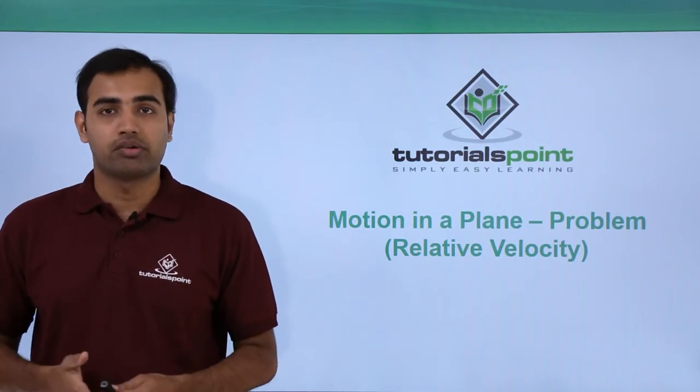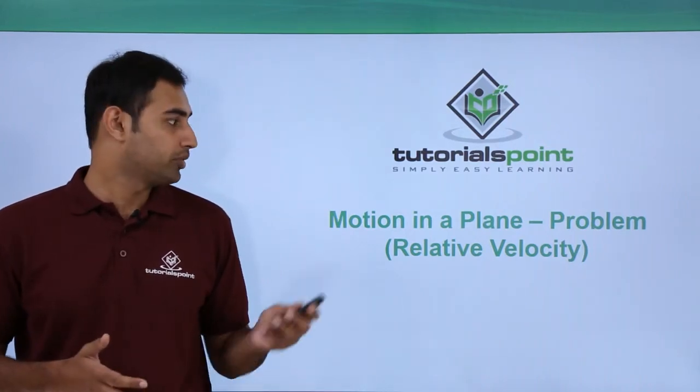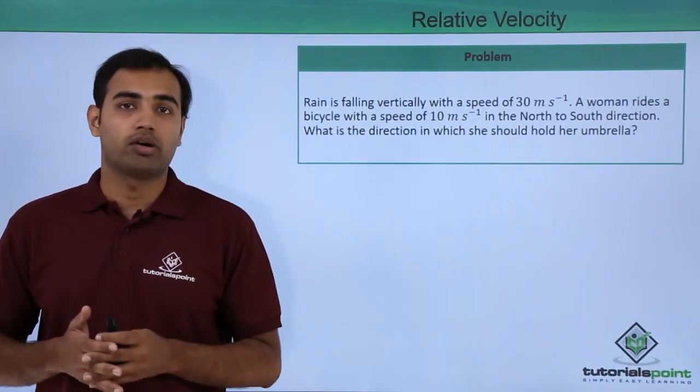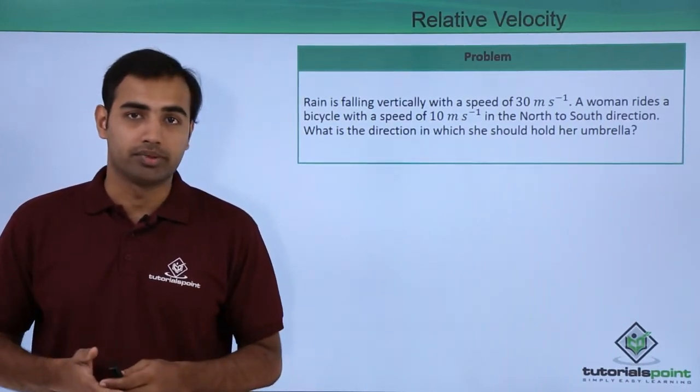Let's talk about the next problem in motion in a plane. This one is about relative velocity. This problem is a typical Rain Man problem that students may have encountered multiple times.